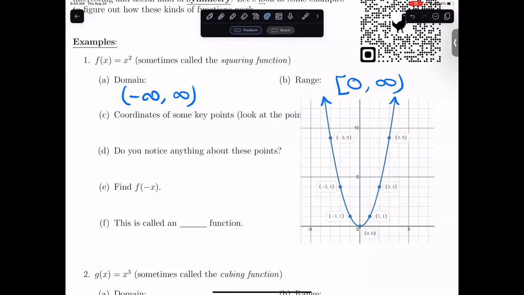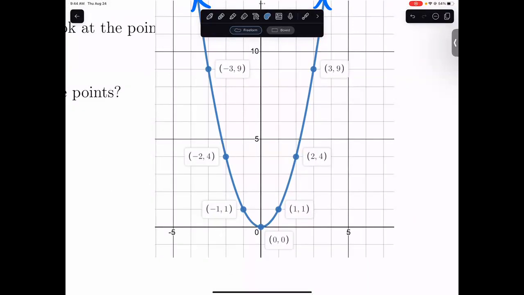Now, part D, this is where things get a little more complicated. Do you notice anything? What do we see? What do you notice about these points? Okay. It's symmetrical. Reflections, symmetric. Can somebody expand on that a little bit? What do you mean when you say it's a reflection? What do you mean when you say it's symmetric? Reflects across the y-axis. Okay. The y-axis is right here. So reflecting across that, you mean doing something like that? Okay.